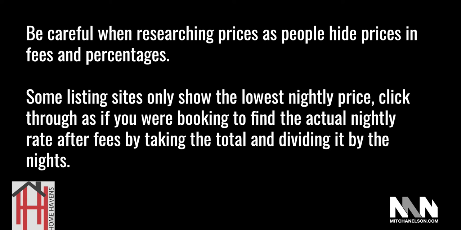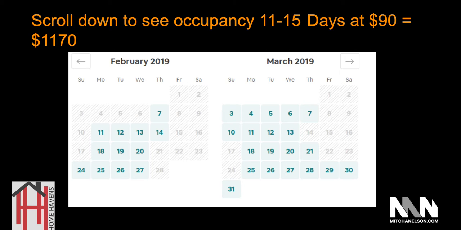Some of the listing sites, Airbnb specifically, only show the lowest nightly price. So if there's a Tuesday in November that's listed for $30 a night, it'll show as $30. So click on some specific dates to get a better idea of the nightly rate.